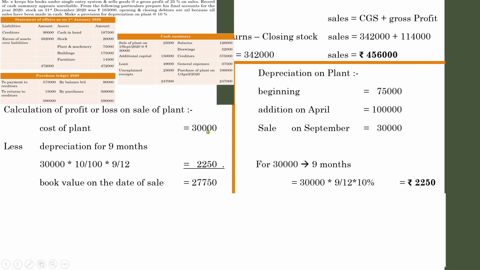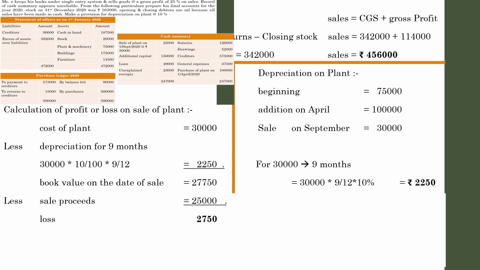This amount has to be deducted from 30,000 worth of the asset. Then you will get 27,750. So this is the book value of this particular asset. So for this value, the asset should have been sold. Instead, what was the sale price of this particular asset? It was sold for 25,000. So the value is 27,750, but it was sold for 25,000. So is it a profit transaction or a loss transaction? Definitely it is a loss transaction. So the loss during the year is 2,750.